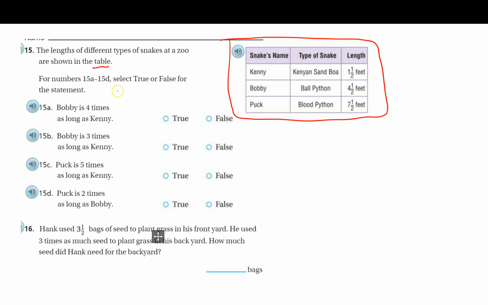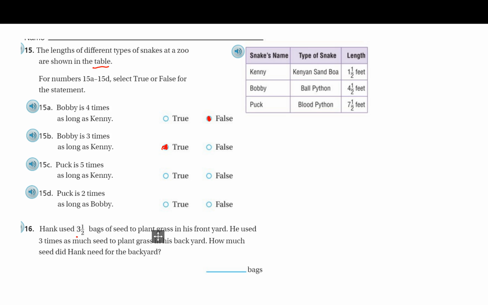For numbers 15a through 15b, it looks like my mic went out. You should have been able to see my work though, so hopefully that's going to get you where you need to be on those problems. Let's do 15C just to be sure we understand the process.